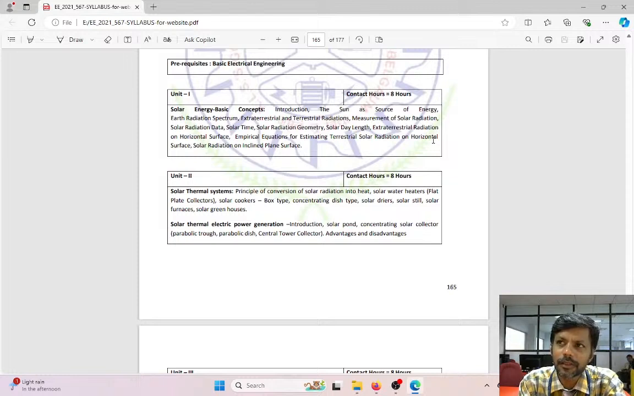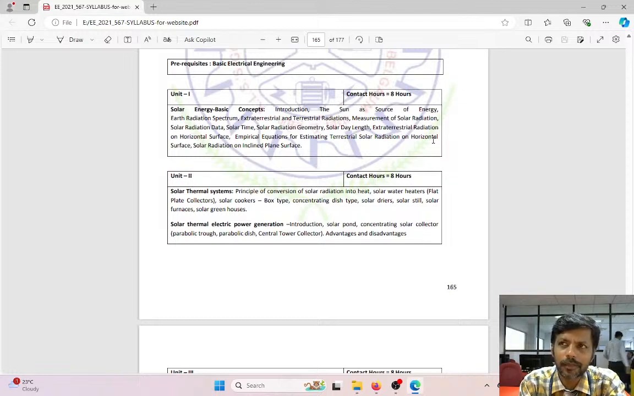So all the different types of techniques which are available to extract the thermal energy from the solar, and how to utilize that for the different applications, that we are going to discuss. And in the second part, solar thermal electric means thermal energy we are going to extract, and from that, electric power generation.